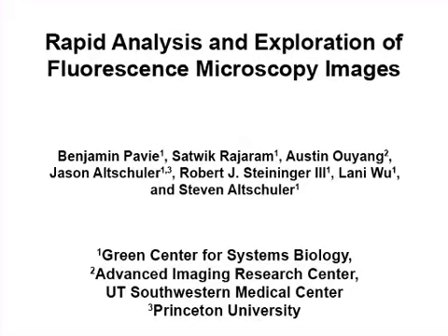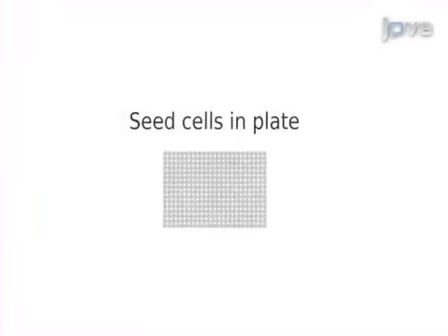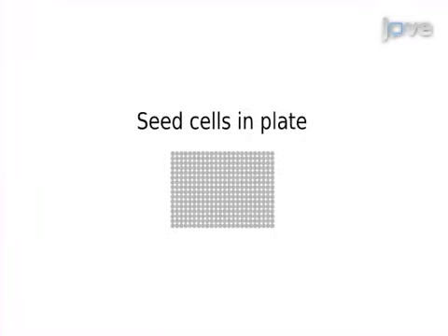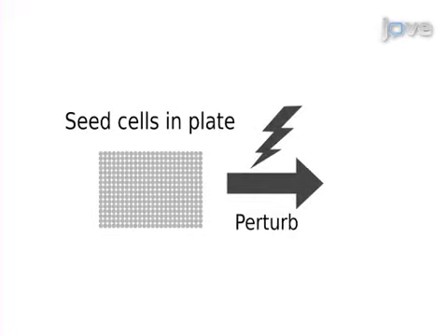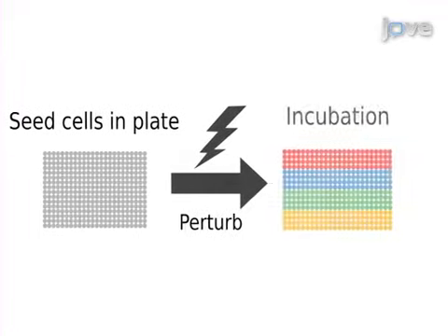The overall goal of this procedure is to use an image analysis platform to rapidly analyze and explore fluorescent microscopy images. This is accomplished by first seeding cells into a plate, adding perturbations to each well, and incubating the plate.